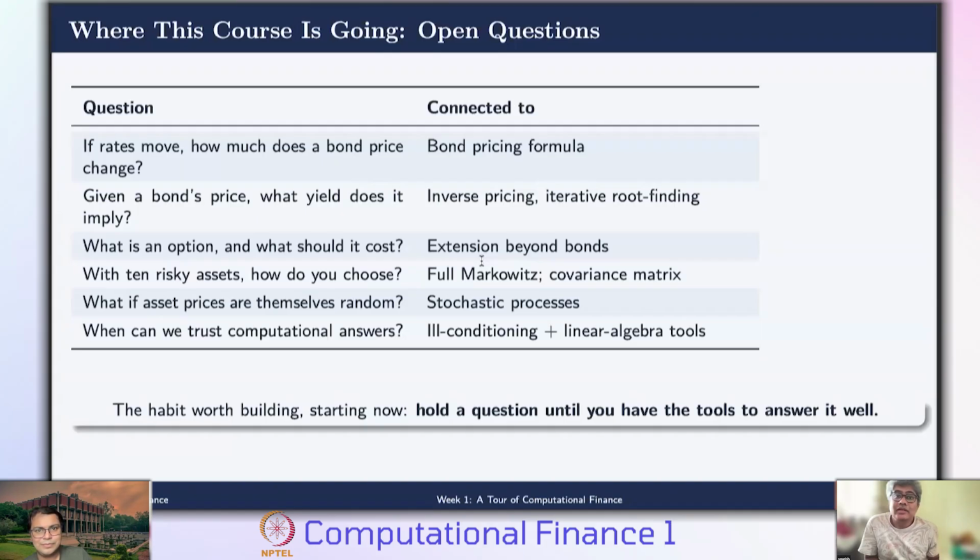The habit is worth building, starting now: hold a question until you have the tool to answer it well.